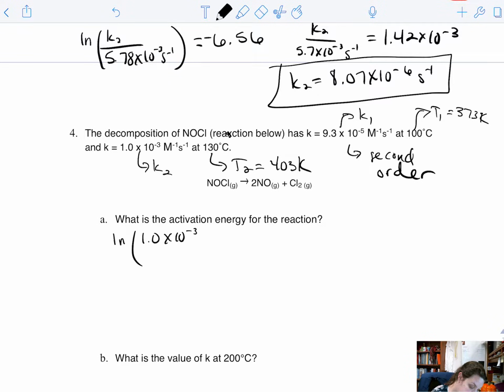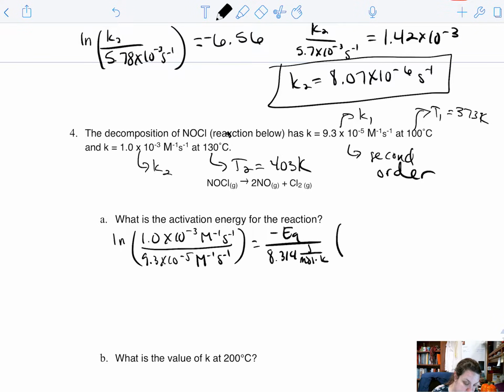1.0 times 10 to the negative 3 for our K2 divided by K1, 9.3 times 10 to the negative 5, equal to our negative EA divided by R, 8.314 joules over mole Kelvin times 1 over T2, 403 Kelvin, minus 1 over T1, 373 Kelvin. I'm going to solve for my left side, solve for my right side.